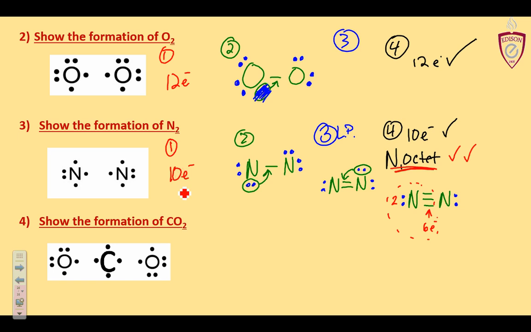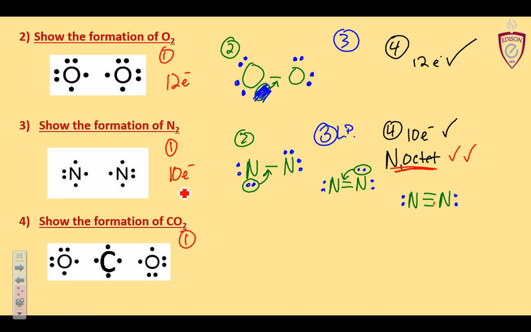Octet check. So what we have here is a scenario where we actually have what we call a triple bond between the two nitrogen atoms. It took us 2 regions. All right, take it away, Mr. Milks. We're getting close.